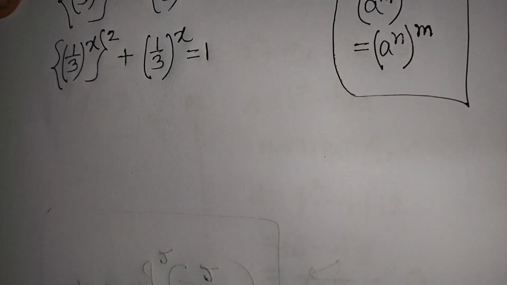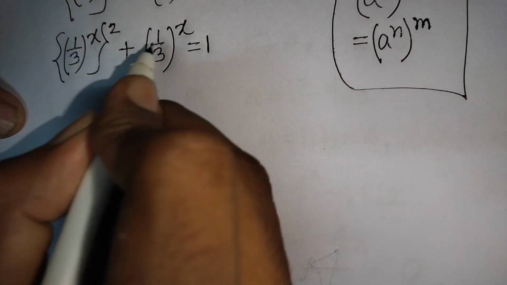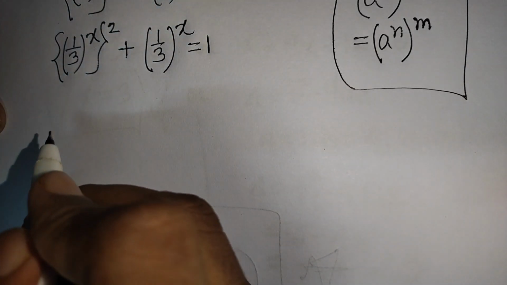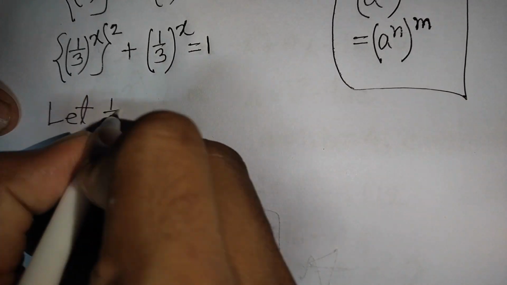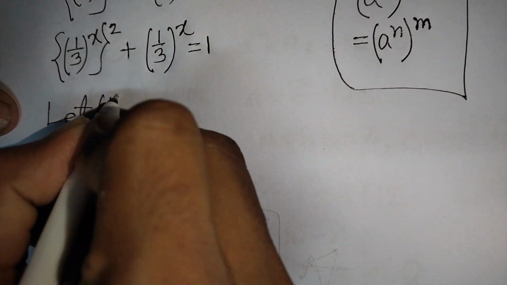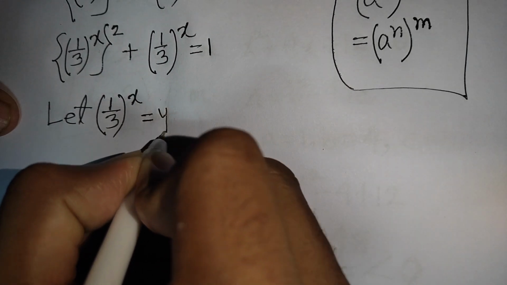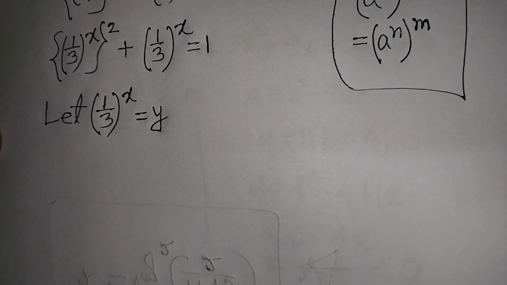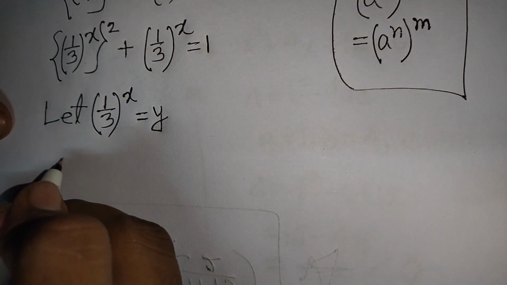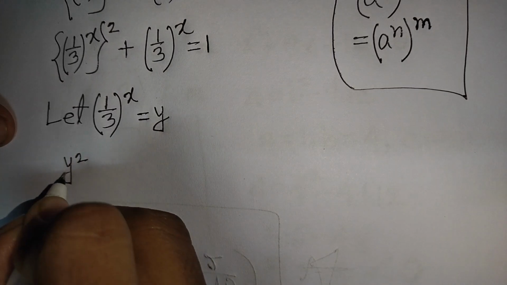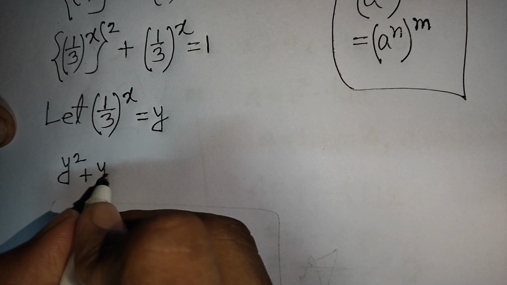Now we see (1 by 3) bracket power x, (1 by 3) bracket power x, both terms are the same. So let (1 by 3) bracket power x be substituted by y. So our equation will be y square plus y is equal to 1.